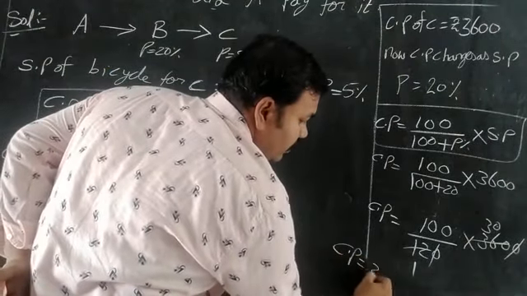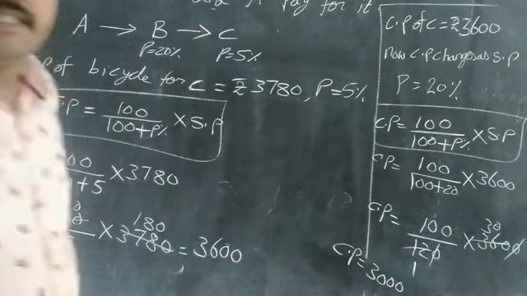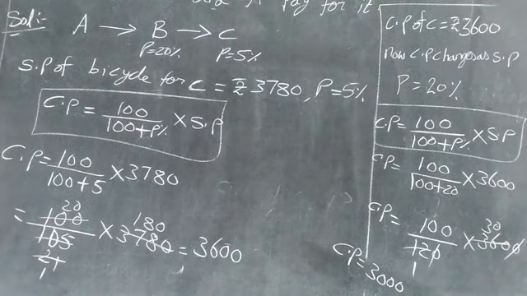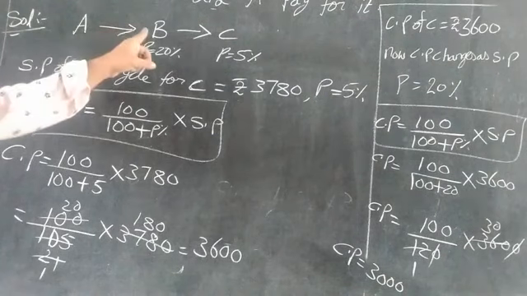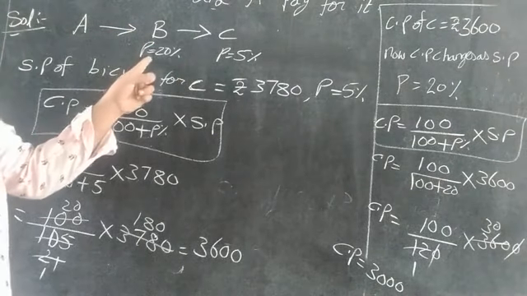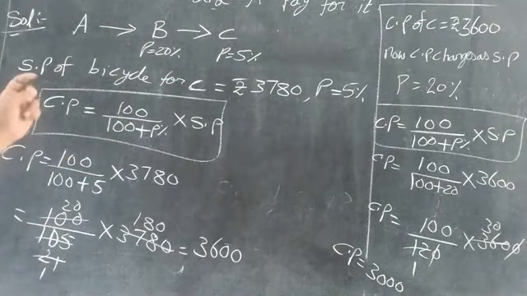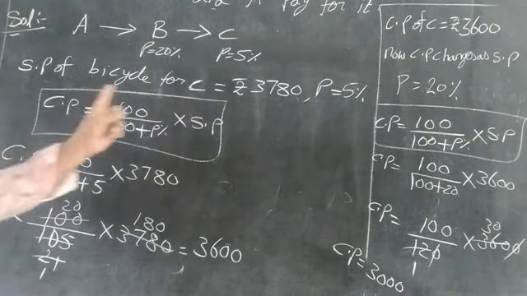Cost price is equal to 3000 rupees. Once again, see this full sum. A is giving to B, B is giving to C with a profit of 20%, and C is having a profit of 5%. So SP will change as now.